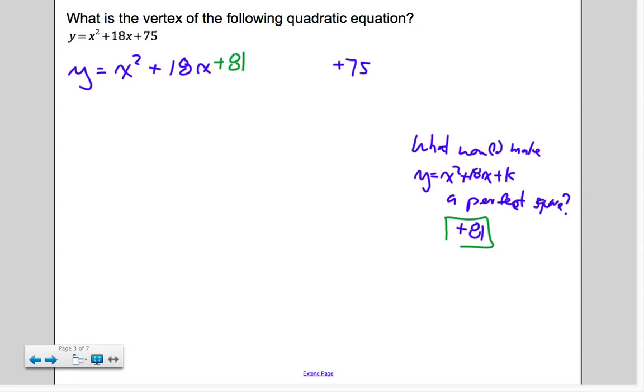What else can I do? Instead of adding 81 to this side, what else can I do to keep this equation true? Remember, all mathematics is about keeping stuff true.